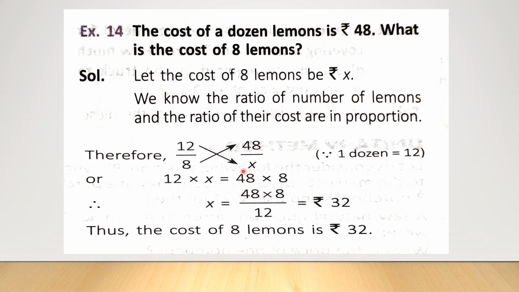Now on cross multiplying, 12 into x and 8 into 48. So 12 into x is equal to 48 into 8. After cross multiplication, we are simplifying. x is equal to 48 into 8 upon 12. We are taking 12 this side down because it is in multiplication. Now 12 fours are 48 and 4 eights are 32. So you get rupees 32. So the cost of 8 lemons, x, is rupees 32.